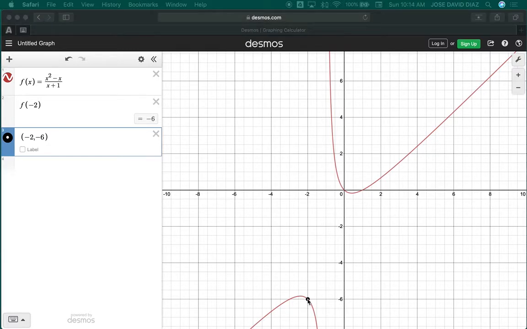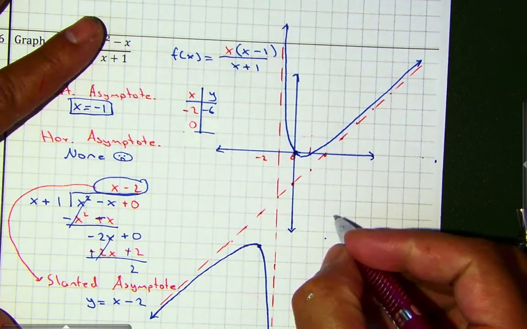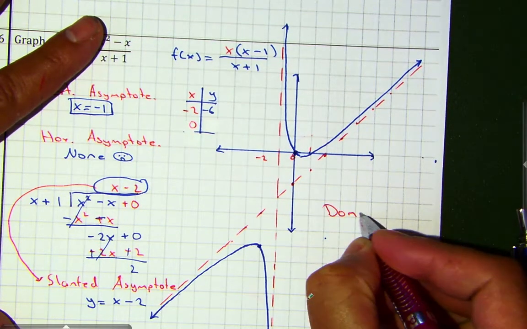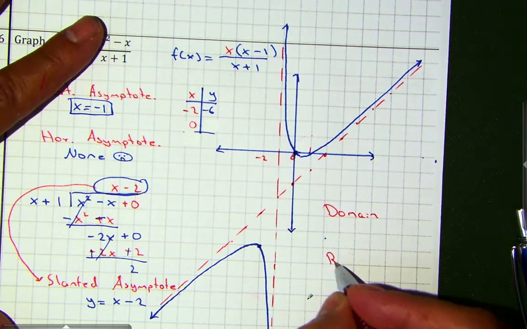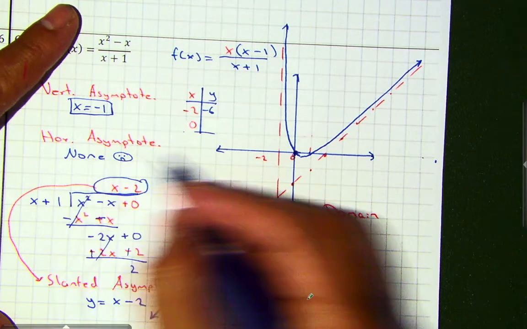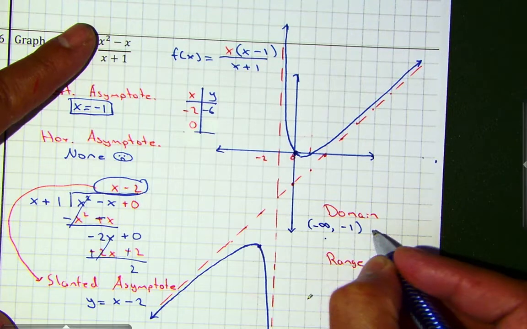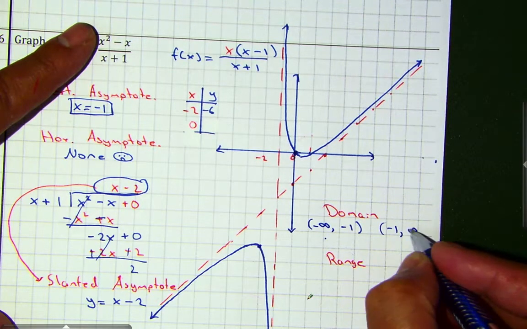Domain and range. So let's just find our domain and our range. Our domain will be all real numbers except for -1. So from negative infinity all the way to -1, and from -1 all the way to positive infinity, union.